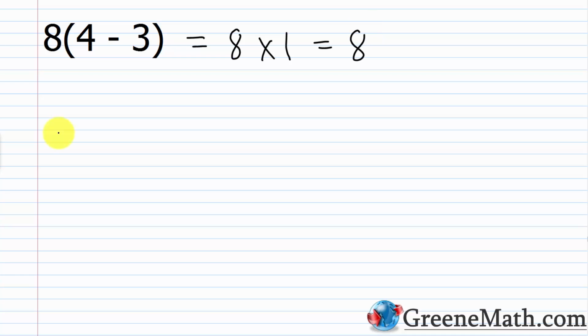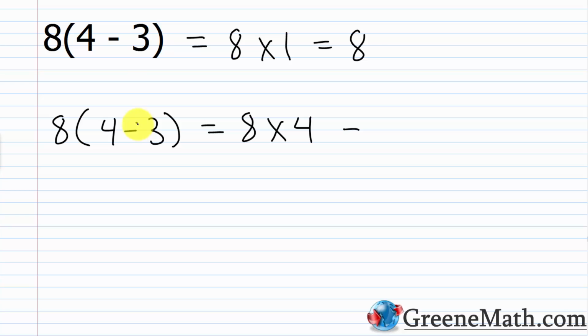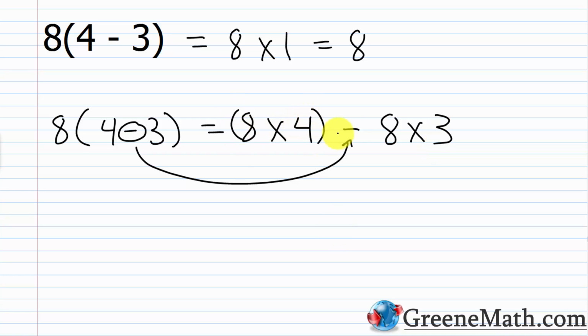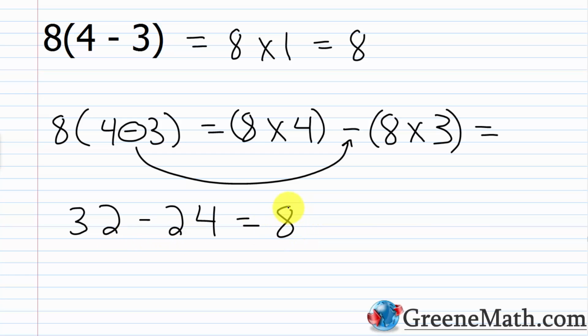If I use the distributive property, again, I want to distribute this. So 8 times 4, and then we're subtracting 8 times 3. So again, I'm going to put parentheses around the multiplication problem so that you don't get confused. All right, so 8 times 4 is 32. And then we're subtracting away 8 times 3, which is 24, and 32 minus 24 is 8. So again, either way, we get the same result.